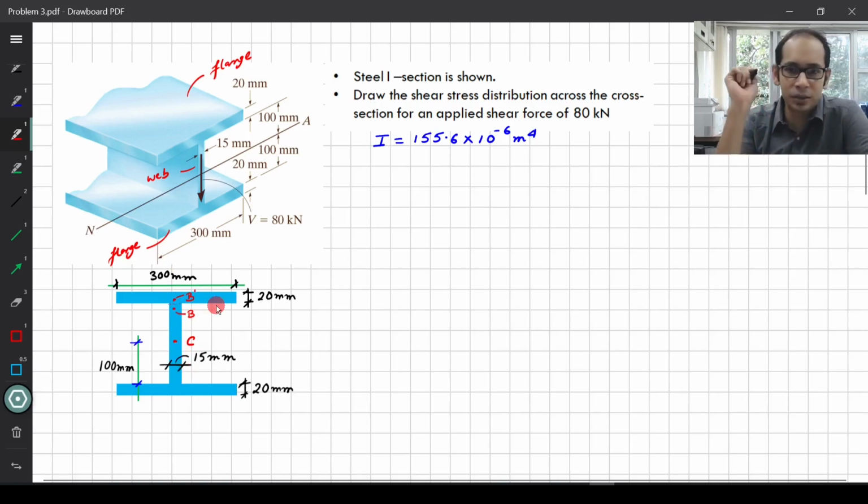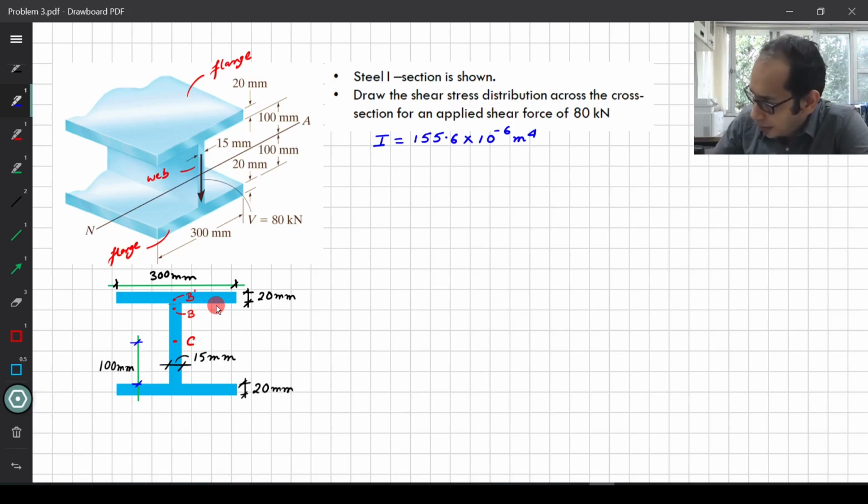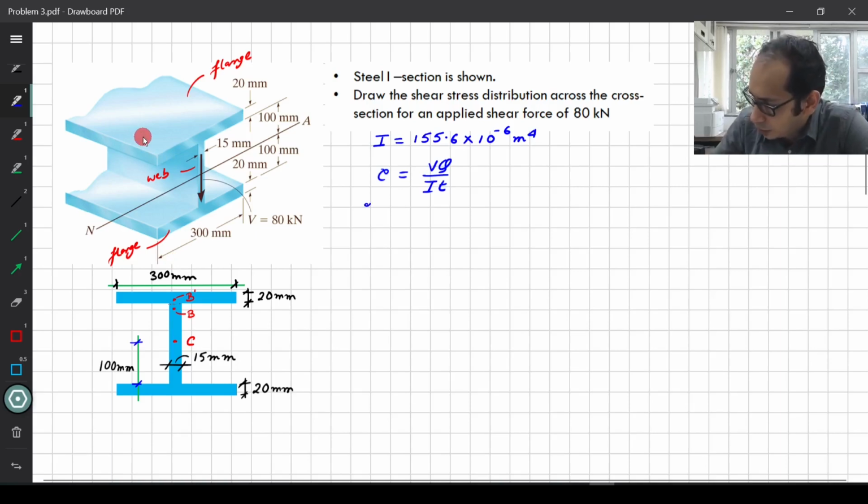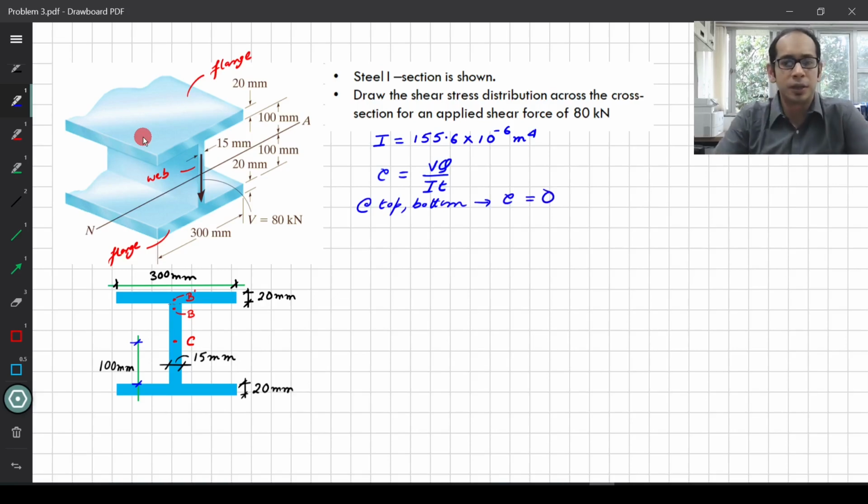Now let's write the formula for what we had derived, and at these different points of interest, let's try to write the expressions for the tau which we are going to get. So what we can write over here, our tau, we know equals VQ divided by I times T. So first, at the very top and at the very bottom, since there is no transverse shear, we know it is going to be 0. So let's just make a note of that. At the top and the bottom tau is 0. Let's come to our next point of interest. So that is maybe B prime over here.